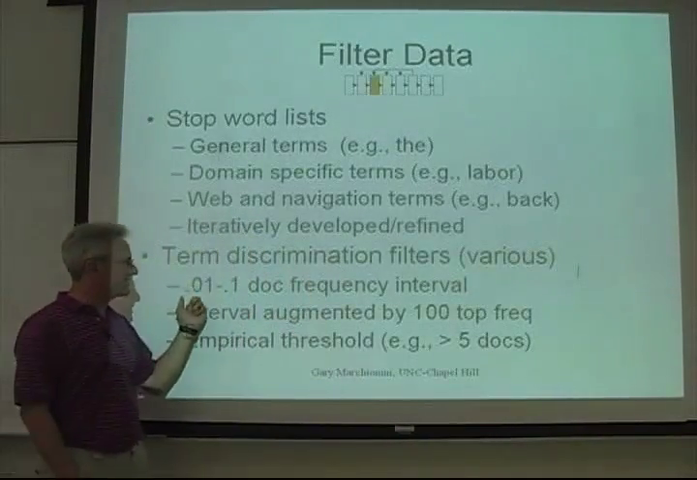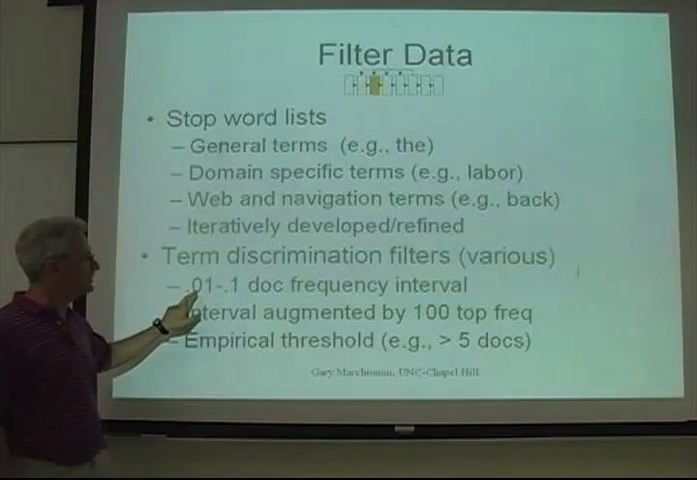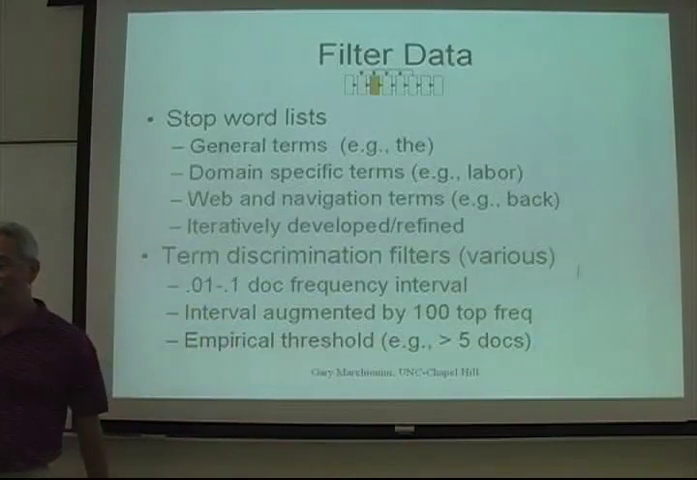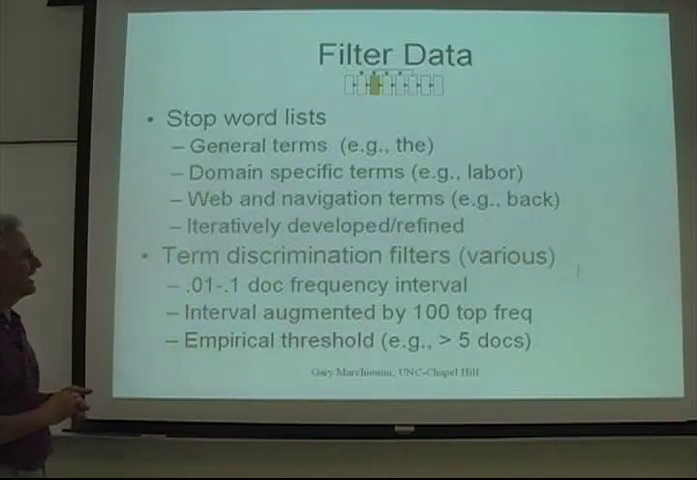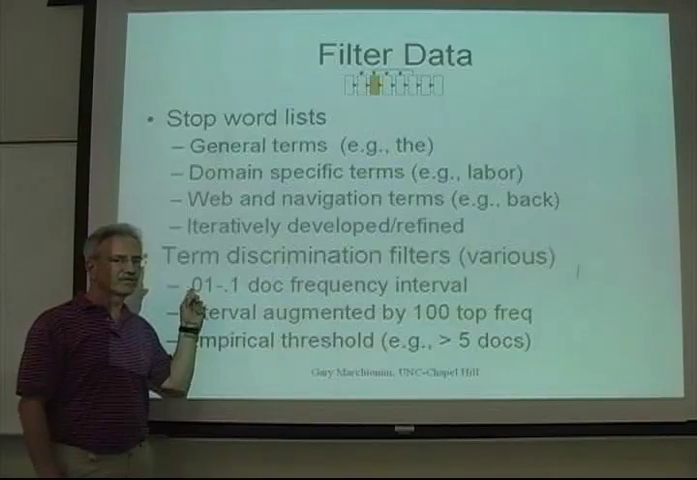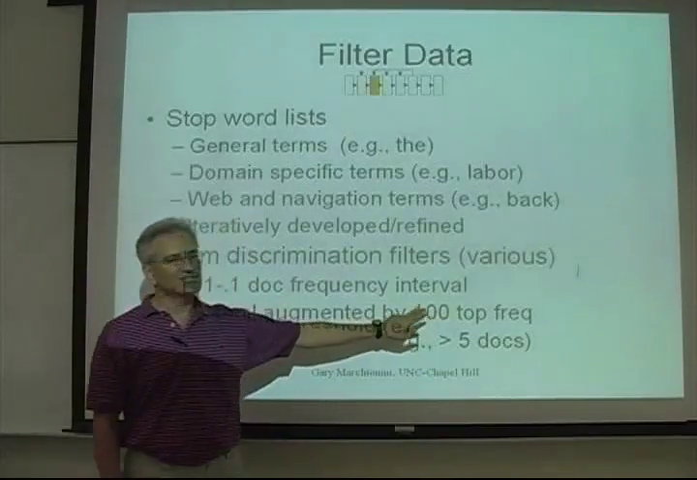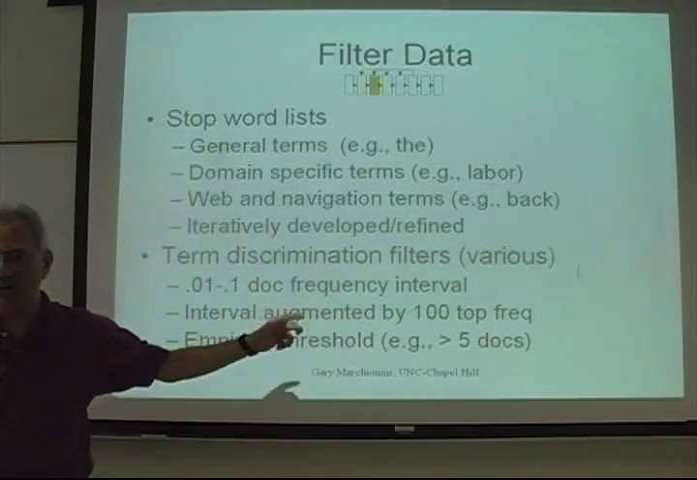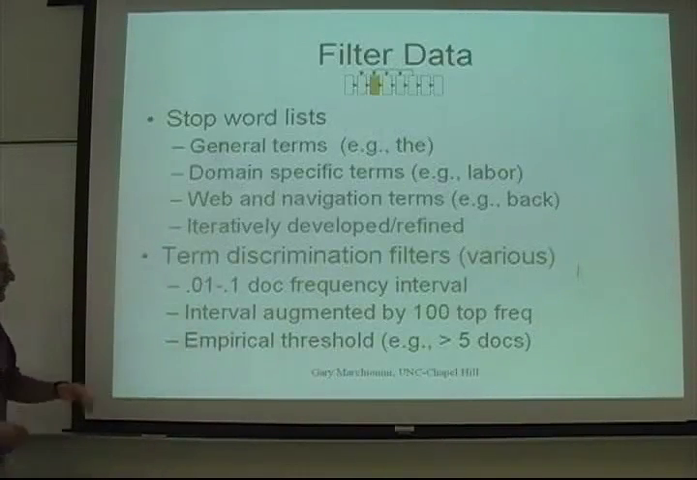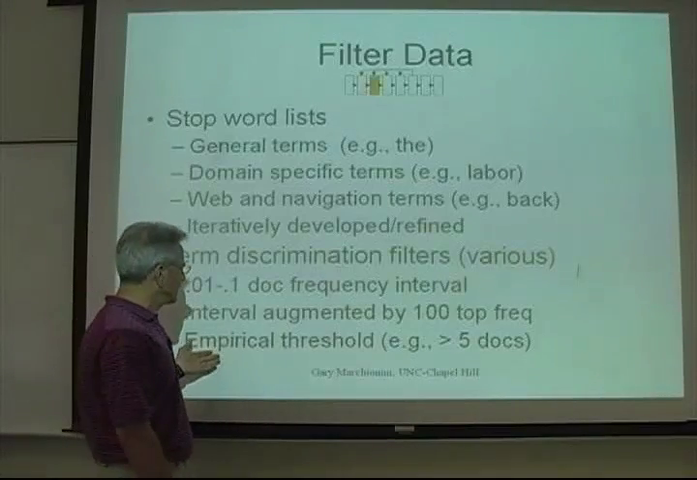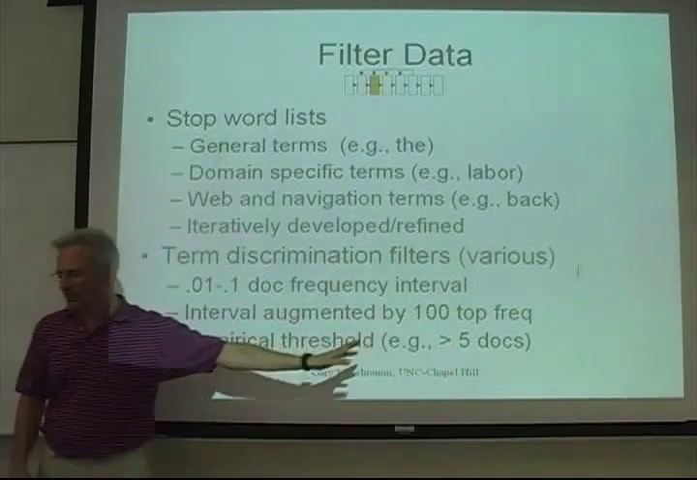We settled on the classic Sultan interval, terms that occur in 1 to 10% of the documents across the entire space. And we found that actually wasn't so good for our clustering. So later on we went back and augmented it by adding the top 100 frequently occurring terms in the entire corpus. That helped a lot. We then established some empirical thresholds, like a term had to occur in at least 5 documents, otherwise it didn't get included.